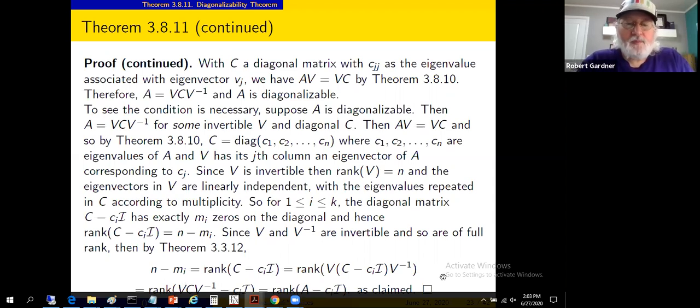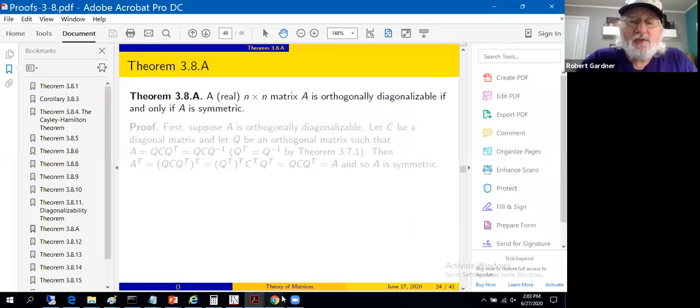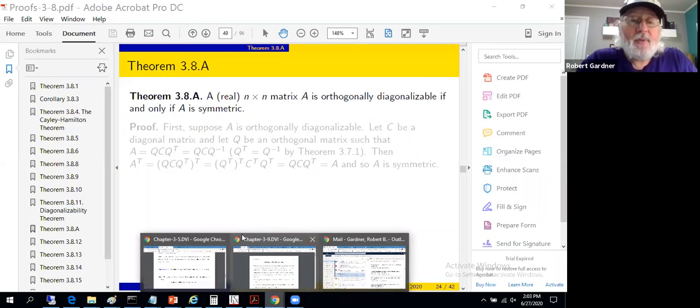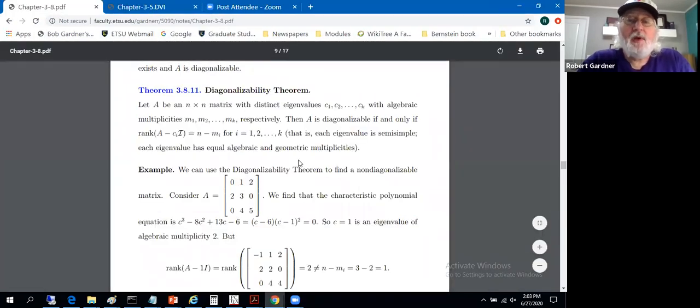All right. So, whoops. There we go. So, back to the notes, 3.8 notes.